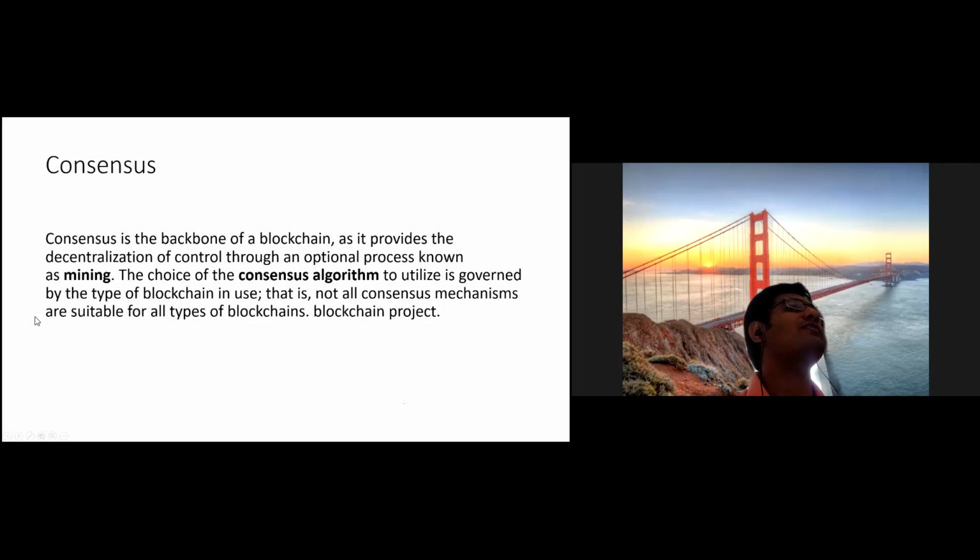So consensus is basically the backbone of the blockchain. It provides decentralization of control through an optional process known as mining. Not all blockchains have mining, but consensus is basically an approval algorithm, right? If you want to govern anything in a blockchain, the mechanism is called a consensus mechanism. There are multiple types of consensus involved.